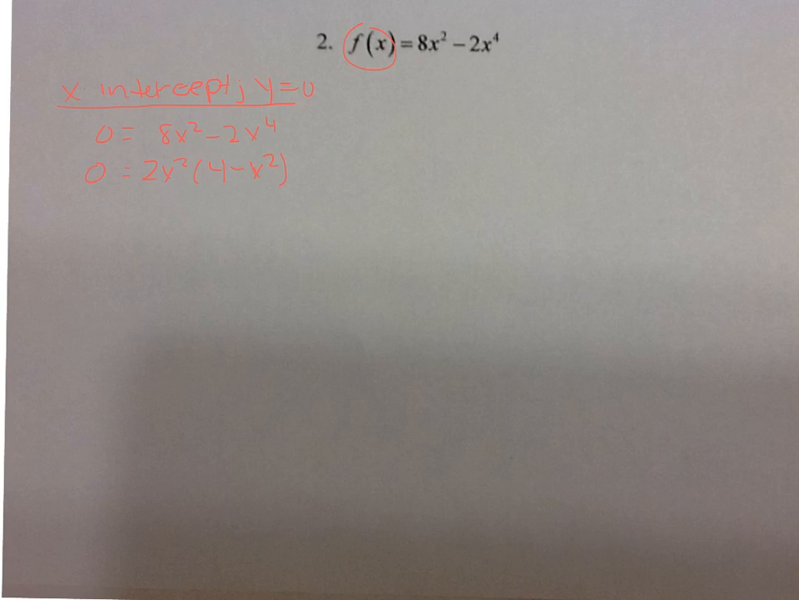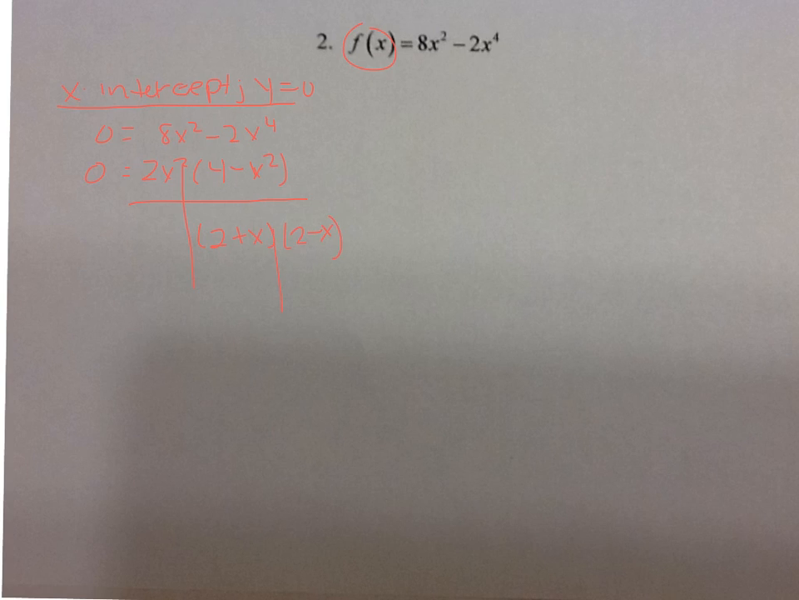And then I could set these equal to 0. But I notice over here on the right-hand side, I can actually factor that again. That's the difference of two perfect squares. So I have 2 plus x and 2 minus x. Okay, and then I can set that equal to 0.